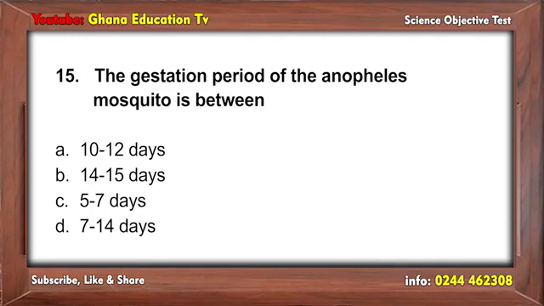Number 15. The gestation period of the Anopheles mosquito is between A. 10 to 12 days. B. 14 to 15 days. C. 5 to 7 days. And D. 7 to 14 days.